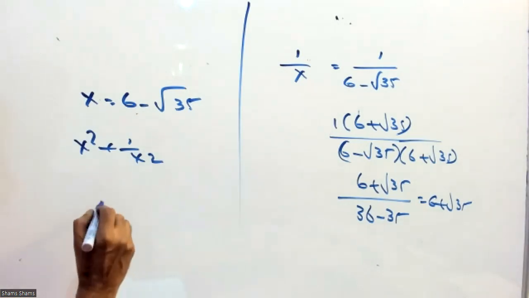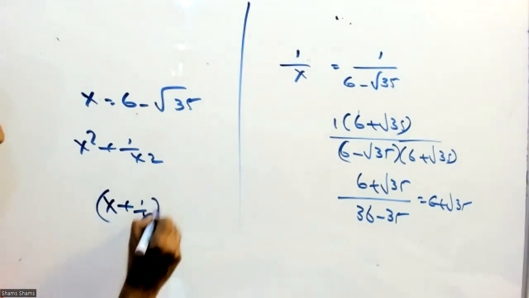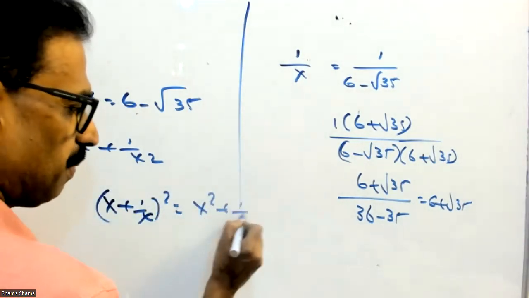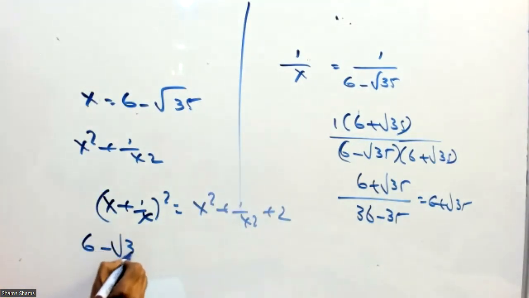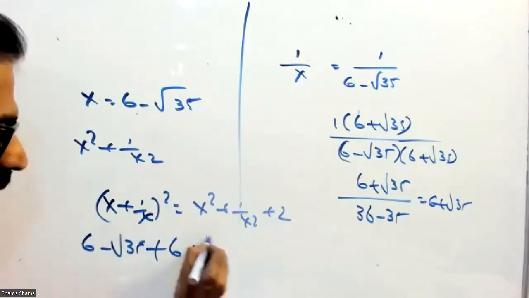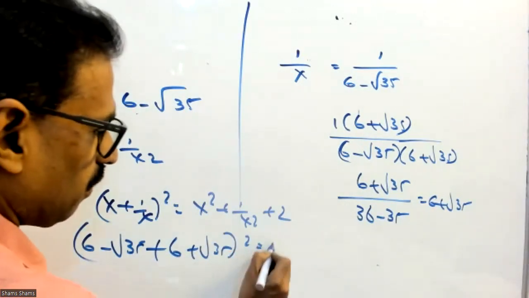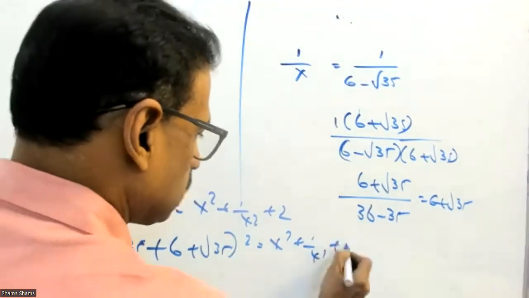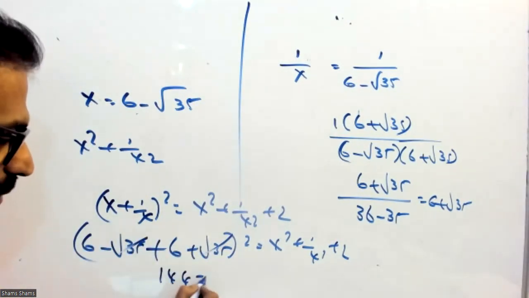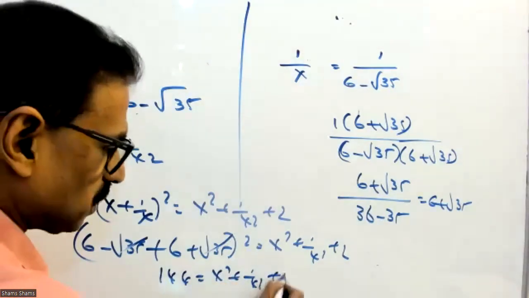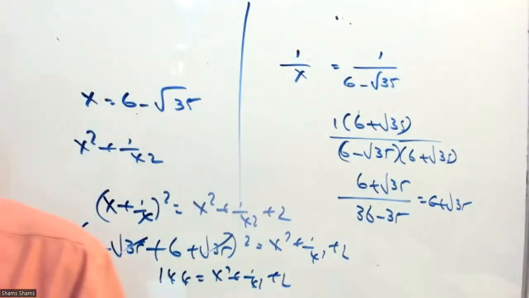Okay. Now, x plus 1 by x whole square equals x square plus 1 by x square plus 2. This one: 6 minus root of 35 plus 6 plus root of 35, whole square, equals x square plus 1 by x square plus 2. This cuts. 6 plus 6 what? 12. 12 square is 144. 144 equals x square plus 1 by x square plus 2. So x square plus 1 by x square equals what? 142 minus 2, 140. You got it? Okay.